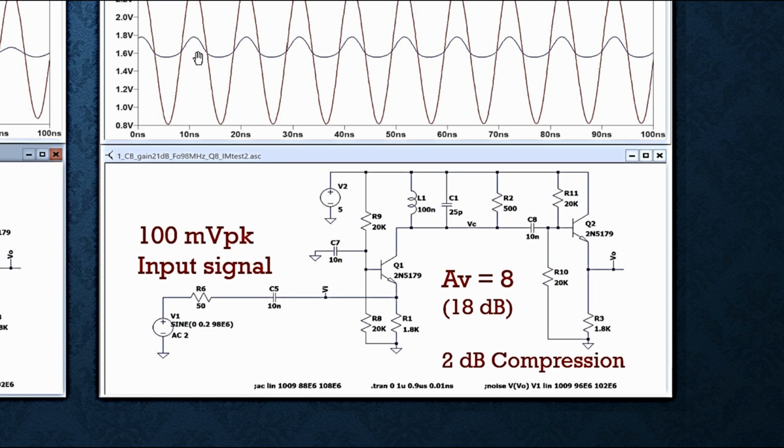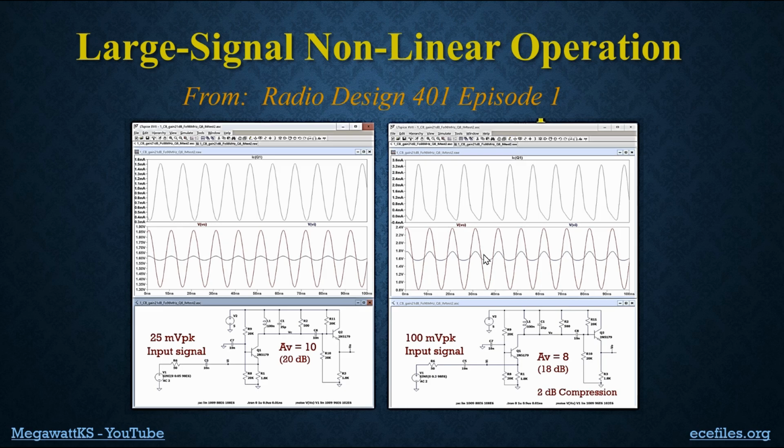But it's also, in a sense, smaller in amplitude. And here I estimated the gain now is 8 instead of 10, so it's 18 dB instead of 20 dB, and that's what we would call a 2 dB gain compression. The gain is now 2 dB less than it was before. It's compressed. And why is it distorted and compressed?